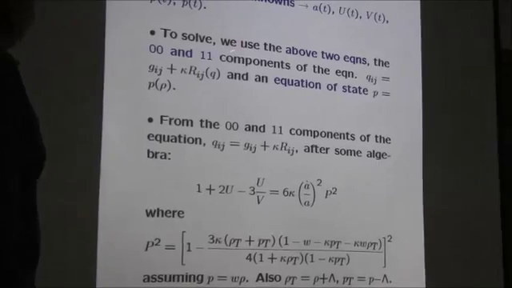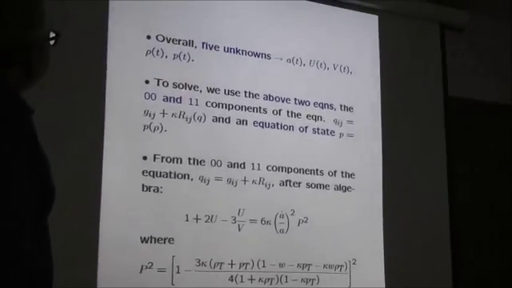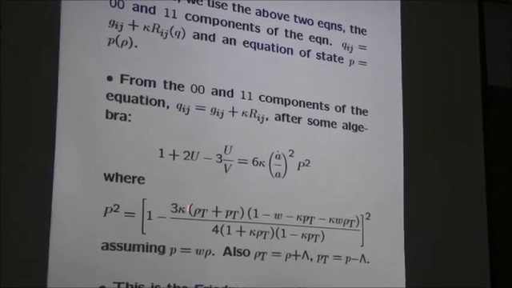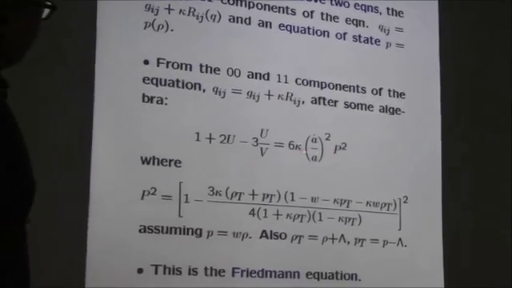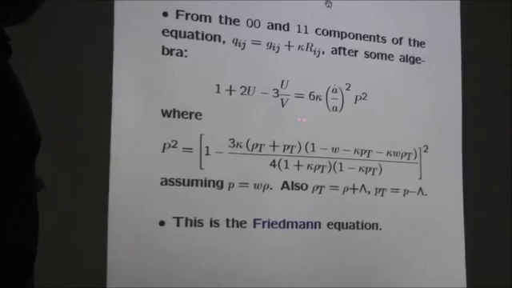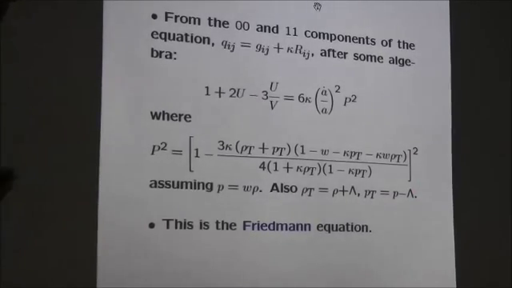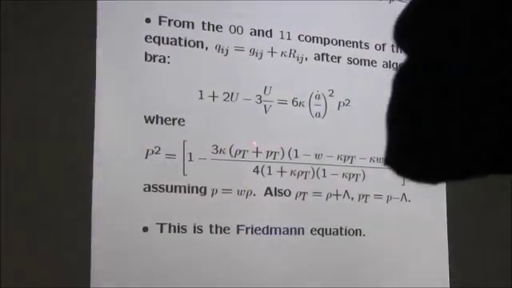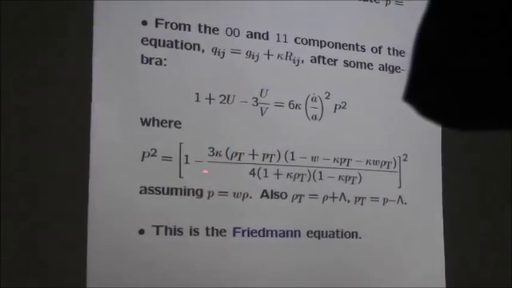Okay. So overall 5 unknowns are over here, and you want to solve it. If you solve it, you can get the Friedmann equation finally, which is this. That's (A dot by A) whole square, and this is what it looks like. So this is the Friedmann equation for this theory. Lots of unknowns, lots of complicated functions.